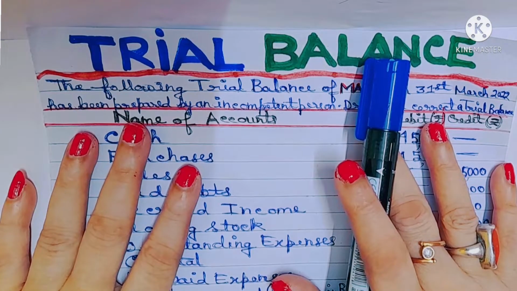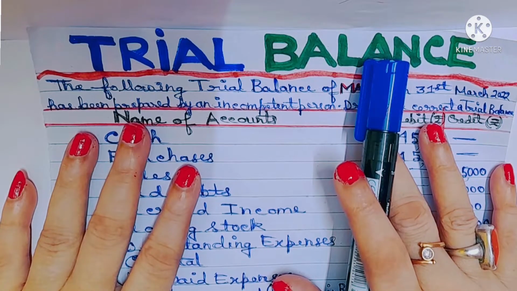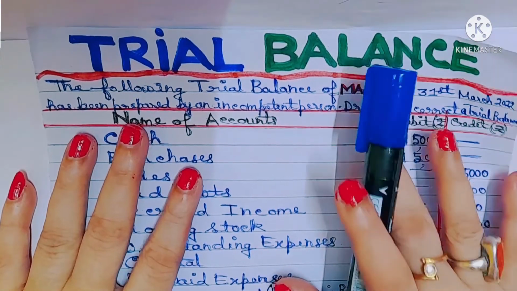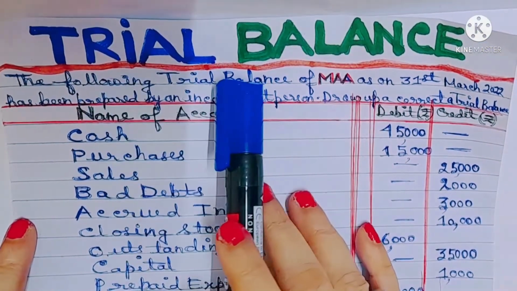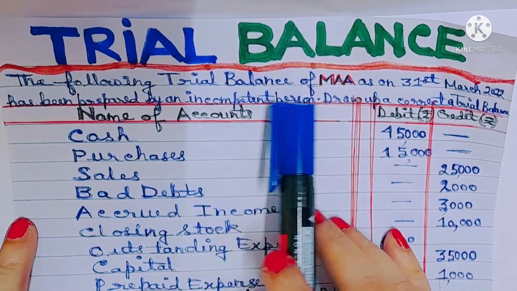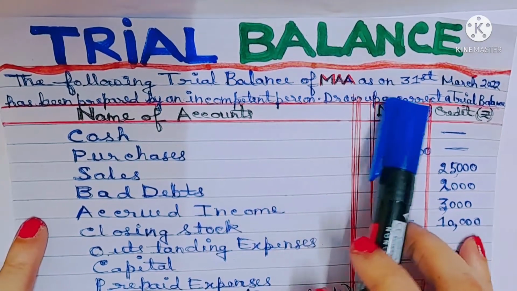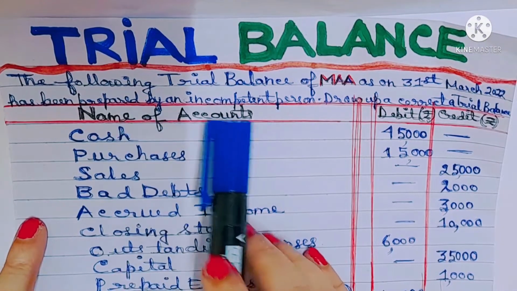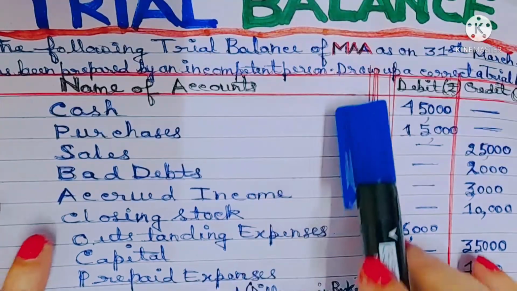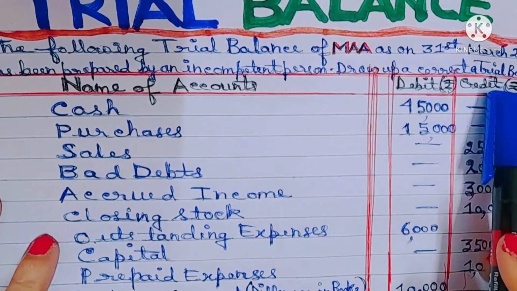In this video, I am going to discuss how to solve a trial balance. So let's get started. Now let's go through the problem. The following trial balance of Ma as on 31st March 2022 has been prepared by an incompetent person. Draw up a correct trial balance.